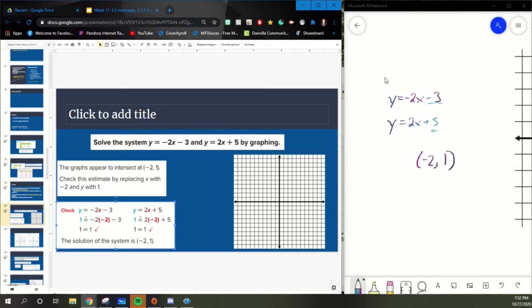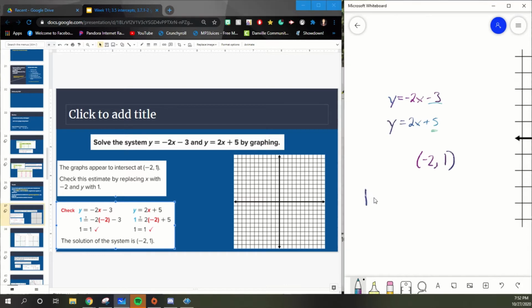So if I plug in 1 for my y, I should get -2 times x, where x is -2, minus 3, so that's that first equation there. This should be a true statement then. Well, -2 times -2 is +4. 4 minus 3 is equal to 1. Is 1 equal to 1?